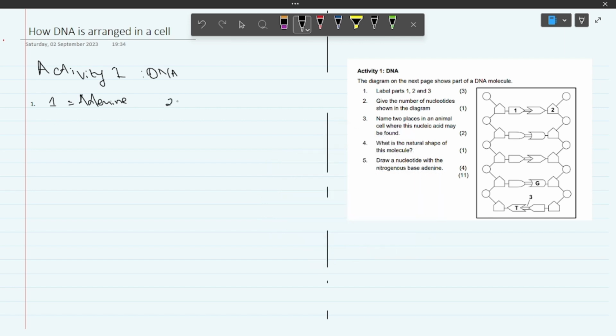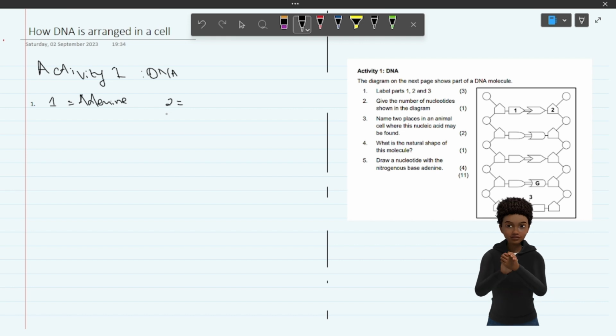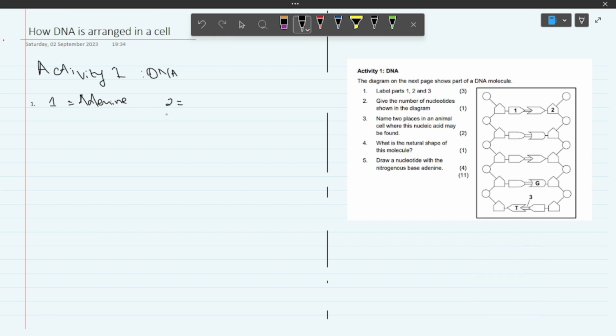Number 2, which in the diagram refers to a what? Because number 1, the round one, is a phosphate group. And then number 2, it's a deoxyribose sugar. So number 2 is a deoxyribose sugar.